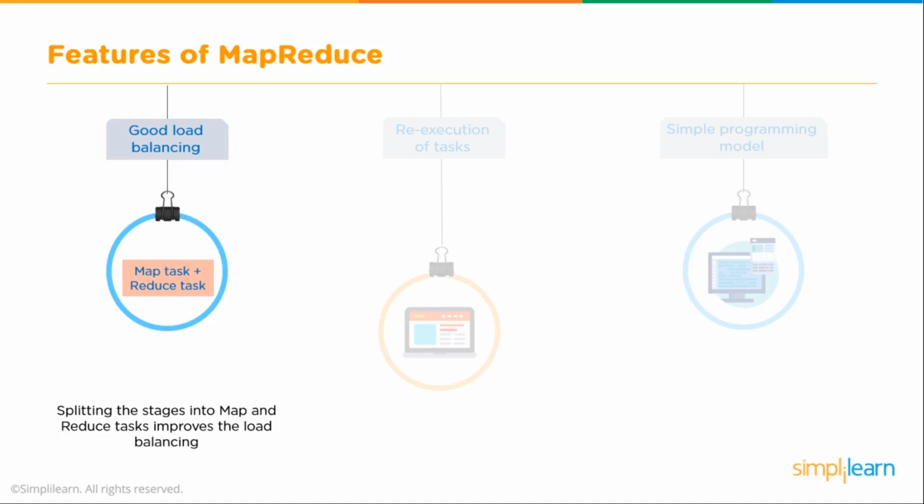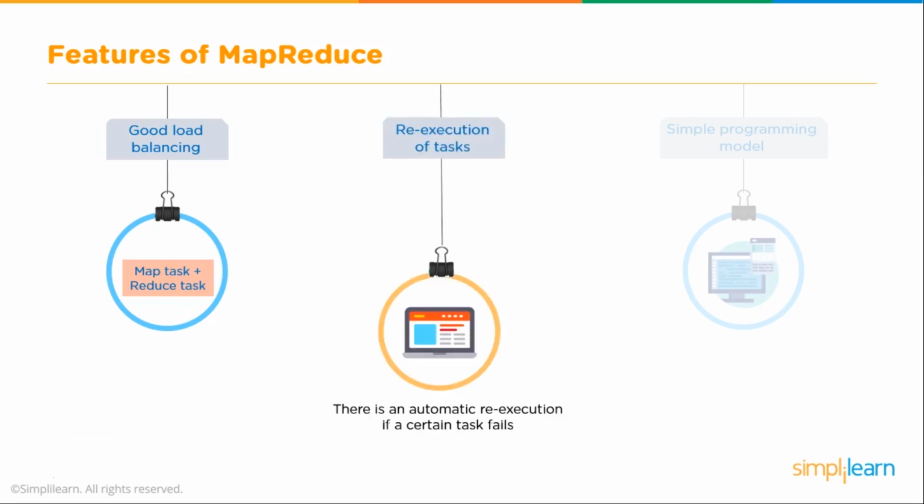When you talk about MapReduce, it has good load balancing. You have map and reduce tasks. Remember, your map tasks have to complete before the reduce tasks can start. The data splitting is done by the framework. The splits are worked upon by map tasks, and your reduce tasks then work on the output of map tasks. There is also something called re-execution of tasks.